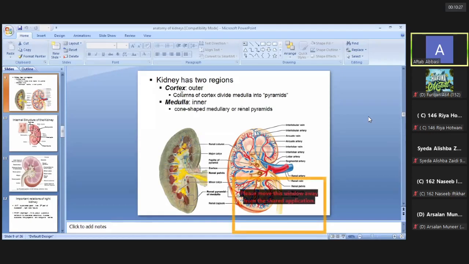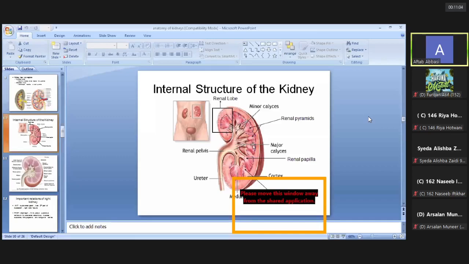From the cortex, the columns invaginate into the medulla and divide the medulla into pyramidal shaped structures known as renal pyramids. So these are the cortical columns or renal columns, invagination of the cortex into the medulla, and by this invagination there is a division of the medullary part of the kidney into the renal pyramids. The renal pyramids are cone-shaped medullary pyramids. So that is the internal structure of each kidney.